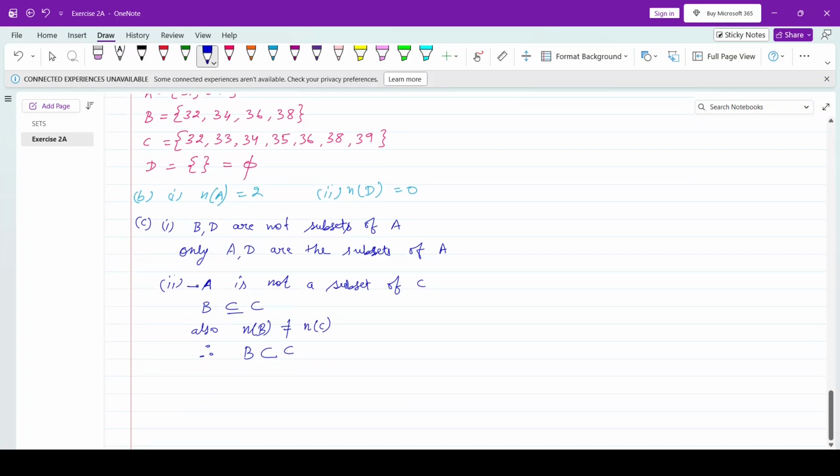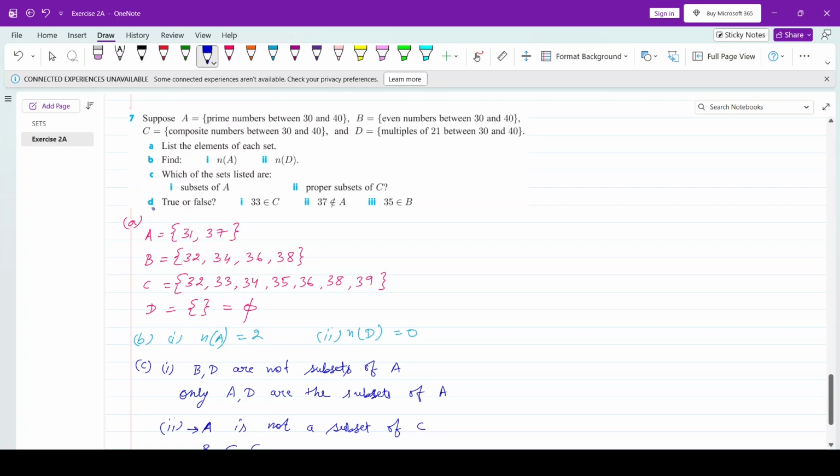So we have computed about A and B. Now about C. C is a subset of itself. About D, D is also a subset. Let's move on to the next question.